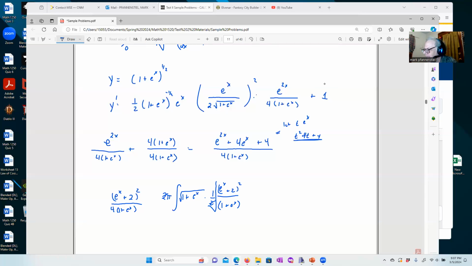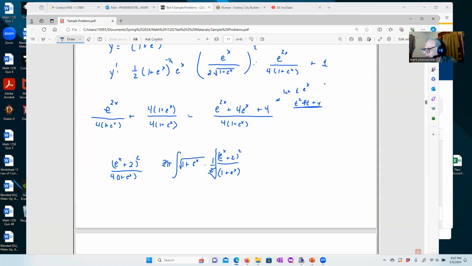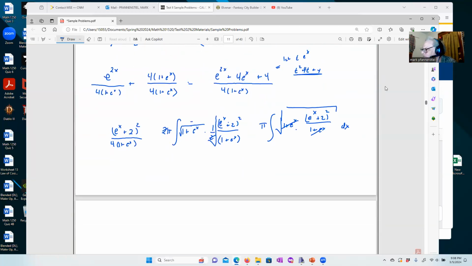Conveniently, here's some 2's to cancel. And what we have here is pi times the integral of the square root of 1 plus e to the x times, and this is still inside the square root. Since these are both square rooted, we can put these together. So this is going to be e to the x plus 2 squared over 1 plus e to the x, and this is all under one big square root here. Okay, I'll put in the dx at the end here. So some stuff cancels. Okay, and we can certainly take advantage of the square root and the squared here.